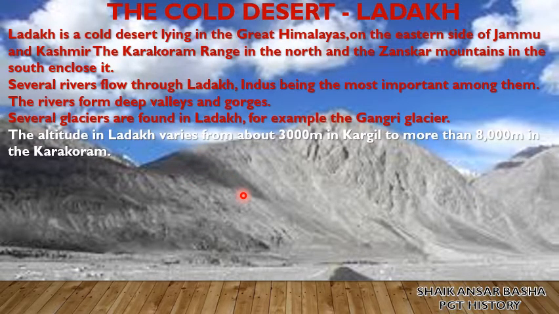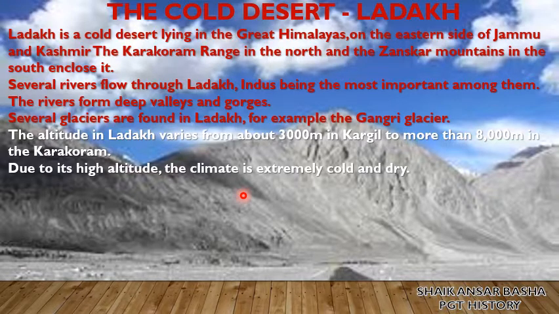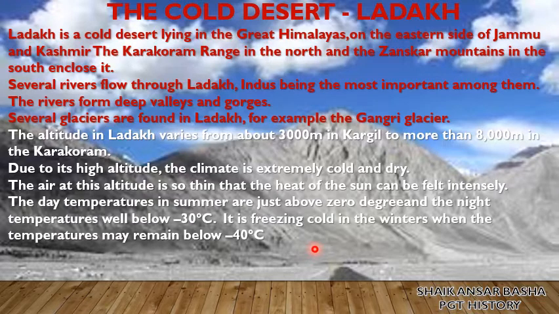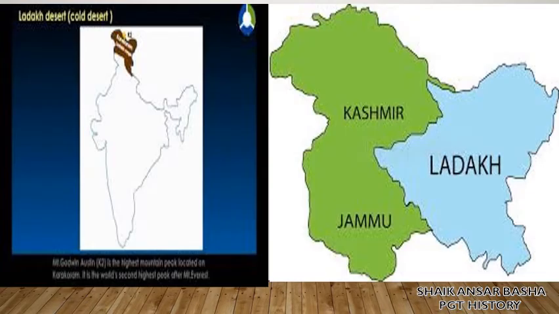The altitude in Ladakh varies from about 3,000 meters in Kargil to more than 8,000 meters in the Karakoram, which is away from the Himalayas. Due to its high altitude, the climate is extremely cold and dry in Ladakh. The air at this altitude is so thin that the heat of the sun can be felt intensely. The day temperatures in summer are just above 0 degrees and the night temperatures well below minus 30 degrees Celsius. It is freezing cold in the winters when the temperatures may remain below minus 40 degrees Celsius.